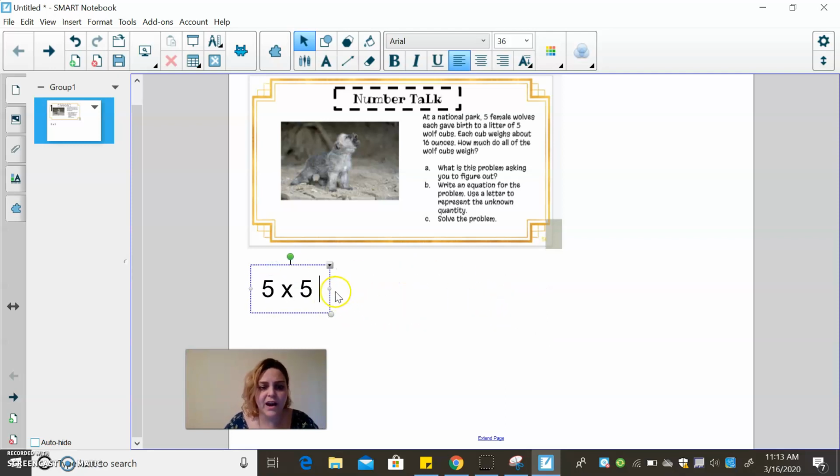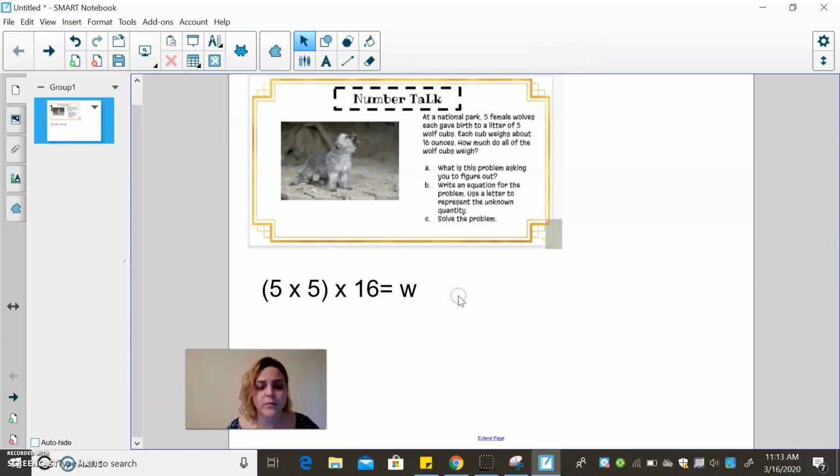And I know that 5 represents the 5 female wolves, and then the times 5 is that they each gave birth to 5. I'm going to separate that with a parenthesis so I don't forget. And then each one weighs 16 ounces equals, let's say W, because W is for our wolf cubs, or the weight of our wolf cubs.